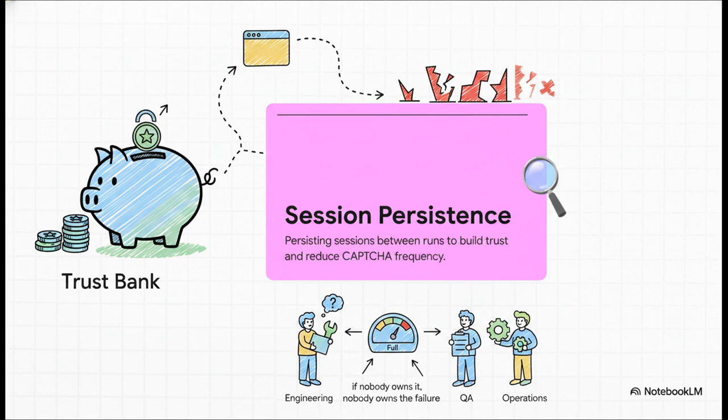Step 2 is defining that strategy, deciding exactly what should persist. And step 3 is assigning ownership. Someone on your team needs to own session health, lifecycle rules, and monitoring. Because if nobody owns the session, well, nobody owns the failure.